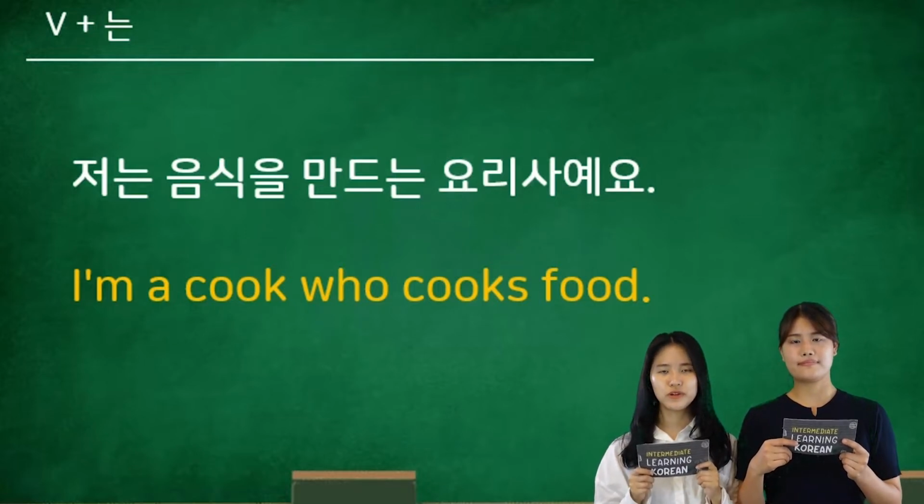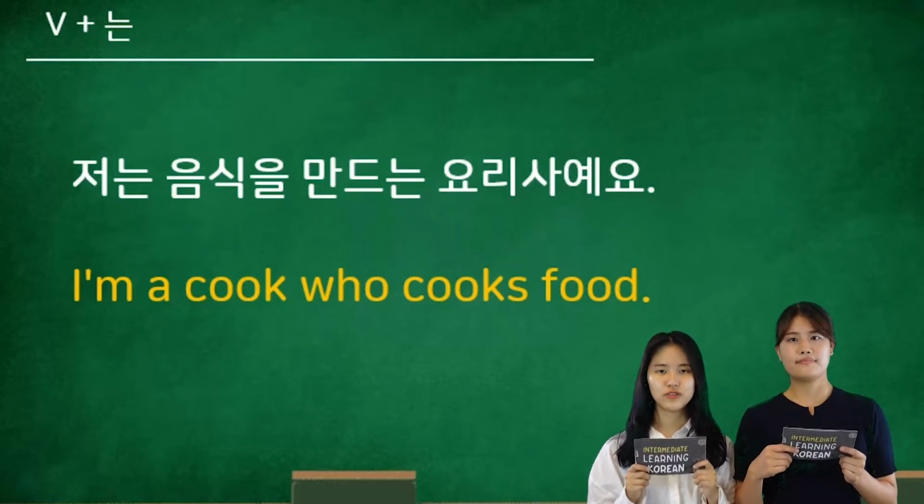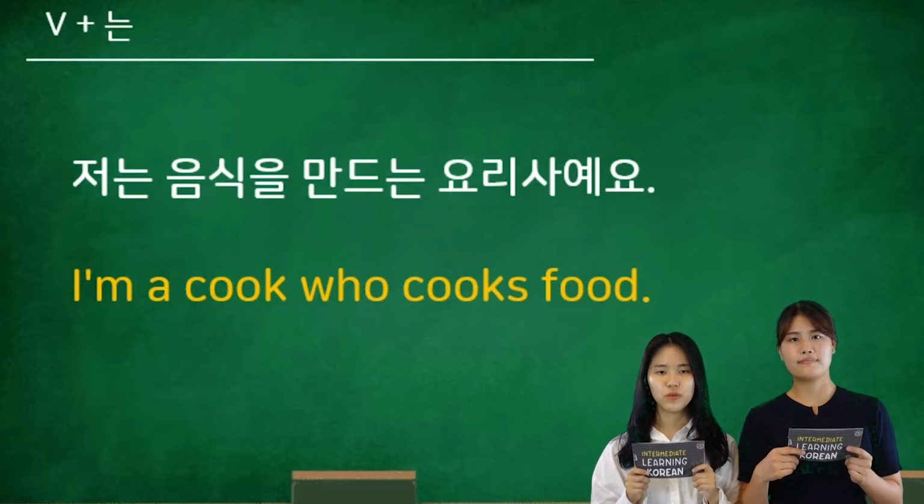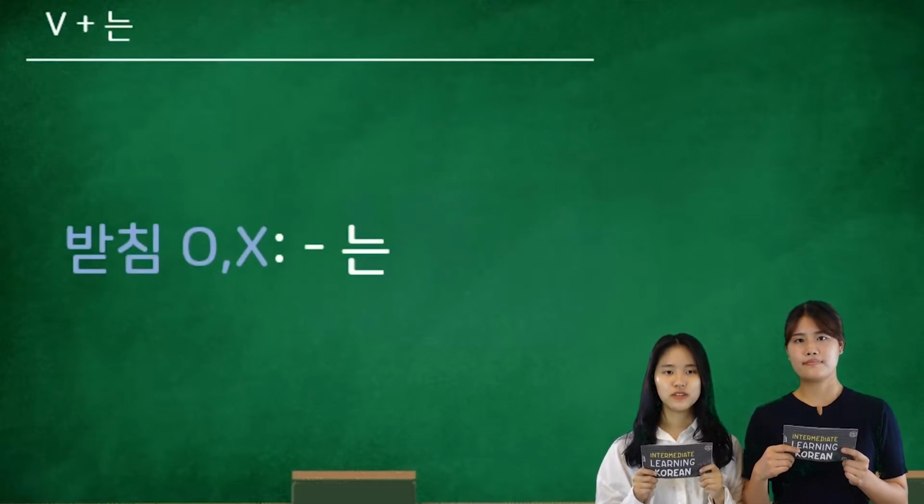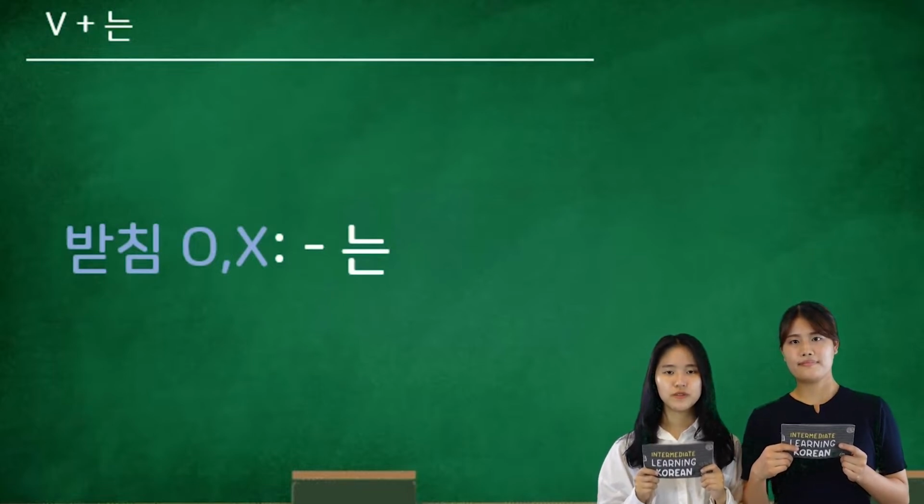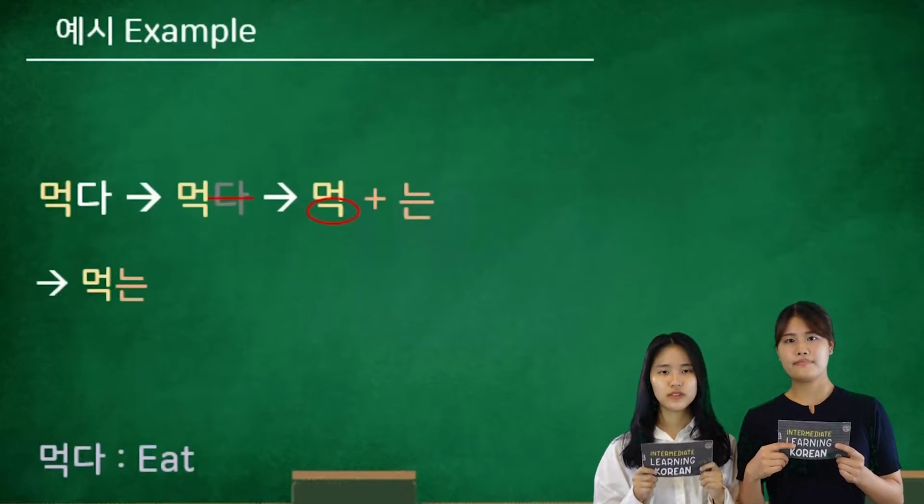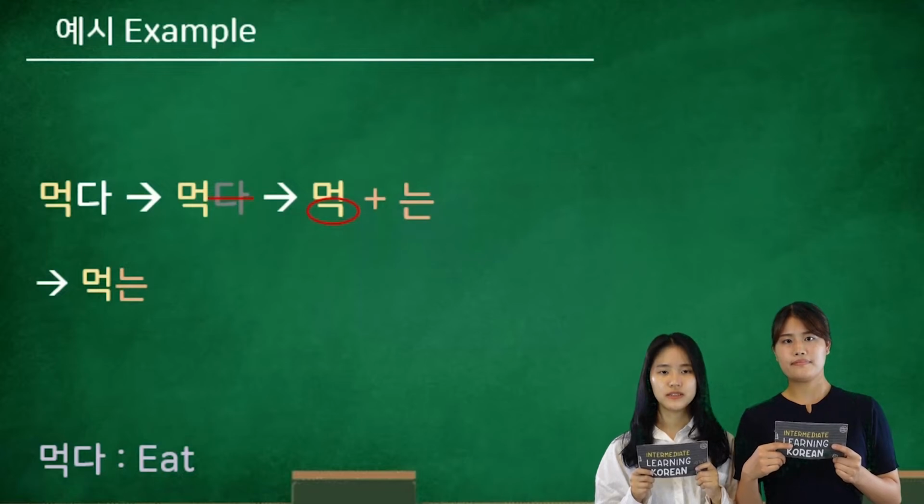Yes, do you remember what grammar means? Then let's see what form it is used for. Let's review when 는 is used. With or without a final consonant in the stem of a verb, we can use 는. For example, if you see the verb 먹다, first delete 다. Then you can see the final consonant in the stem of the verb. Then we can use 는 after it.